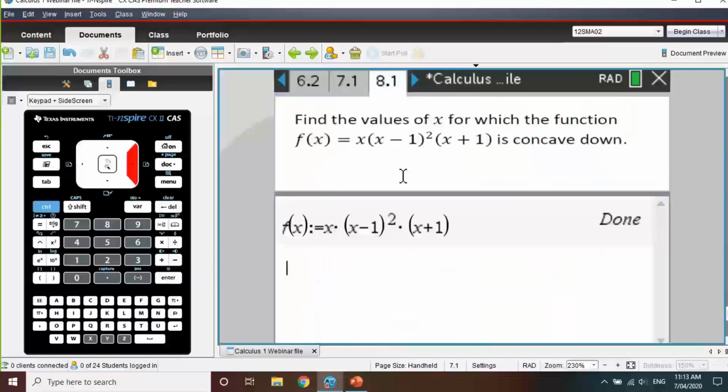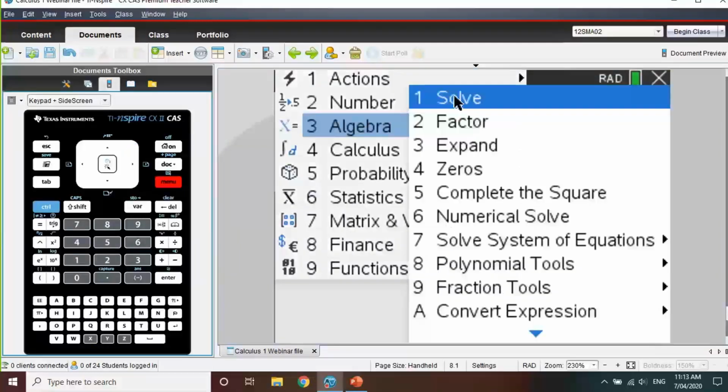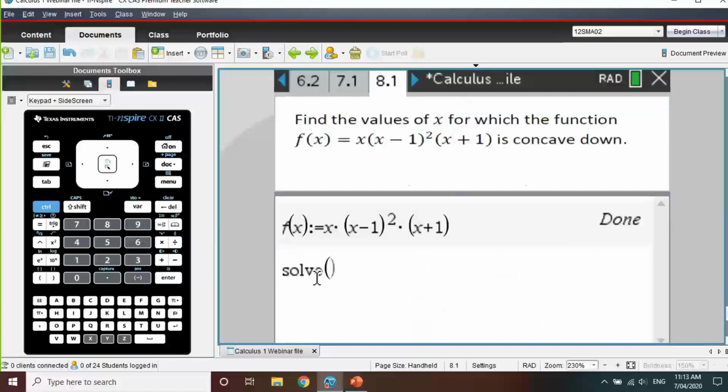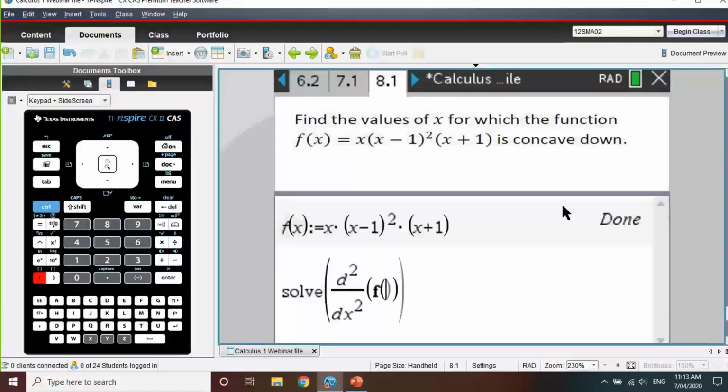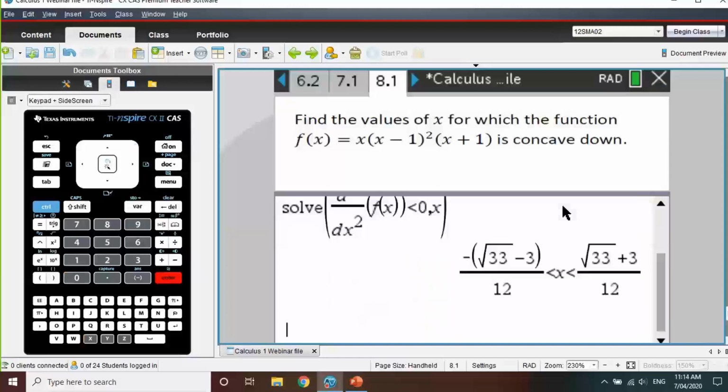So what we can do is solve for when the second derivative is less than 0. So Menu, Algebra, 1, Solve. Remember, to get our second derivative really quickly, we can hit that template button to get our second derivative template, and then type in f(x), making sure we get outside of that bracket. Now we want this to be less than 0, and we want to solve that for x. And then these values are where the graph is concave down.